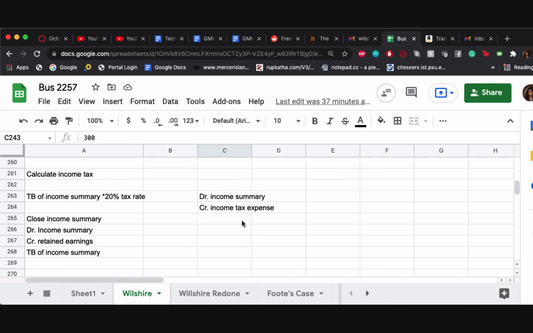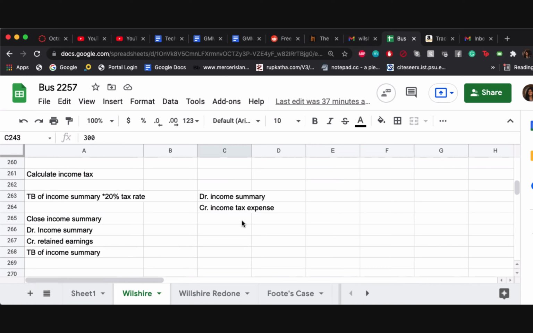If they tell you to do closing entries, you do income statement. If they tell you to do tax, you do income statement. If they tell you to do profit and loss, you do income statement. If they tell you to make sure that the assets and liabilities of the business are matched, then you do the balance sheet. Like they'll tell you to do it in a bunch of ways.